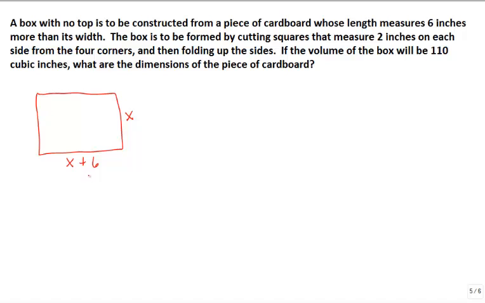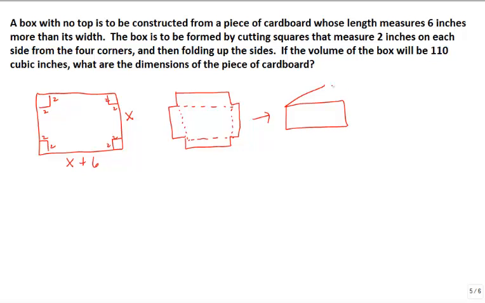And then what we're doing to construct this box is we're going to cut 4 little squares from each of the four corners, and each of these squares is 2 inches by 2 inches. So if we cut those squares out, then we're going to be left with a shape like this. And what we're going to do is fold up along these dashed lines to construct our box. So these flaps fold upwards, and then this would turn into our box like this.